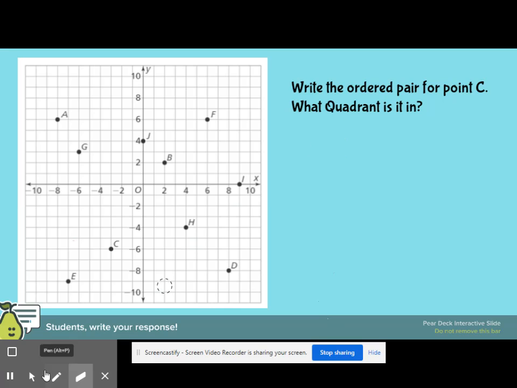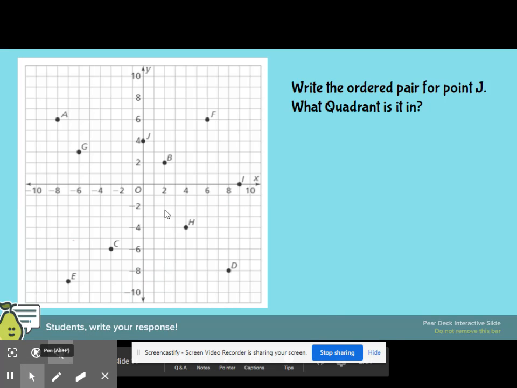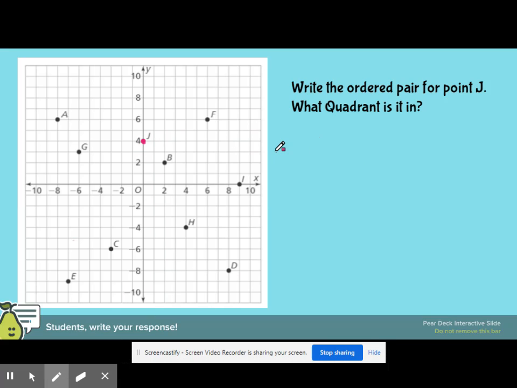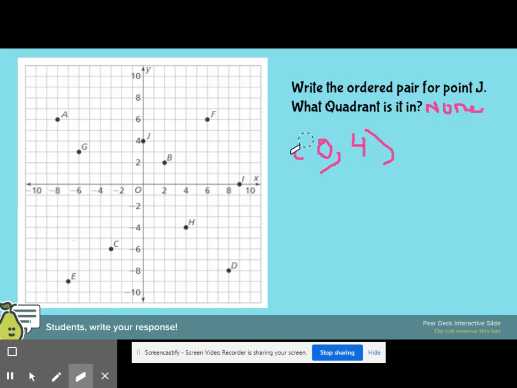Okay, let's erase all that. Next, point J. This one's trickier. Find the location of point J. Point J, you start at the origin and you go over 0. So you have to keep that 0. Then you go up 4. It is not in a quadrant. It is not in a quadrant because it is on the y-axis. It's on this center line that is labeled y. So no quadrant. Okay?